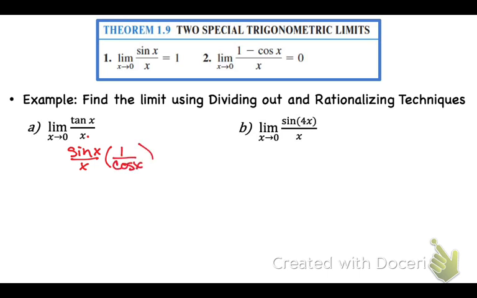Wait, why would you put 1 over it? Well, because tangent is sine over cosine. So it's sine over cosine, so that would be 1 over cosine. So it's sine of x over x times cosine of x, sine of x over x times 1 over the cosine of x.